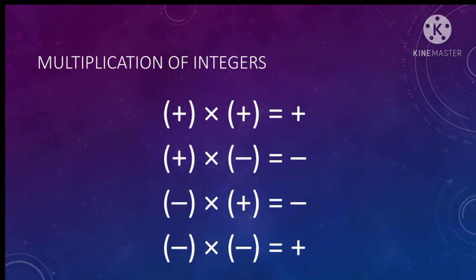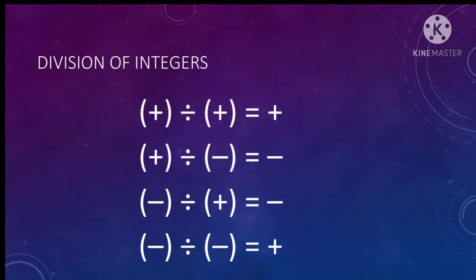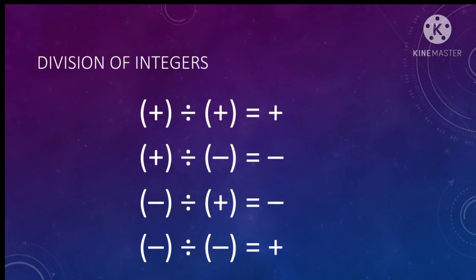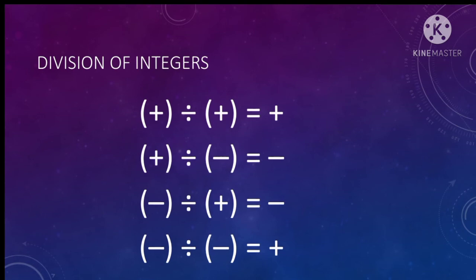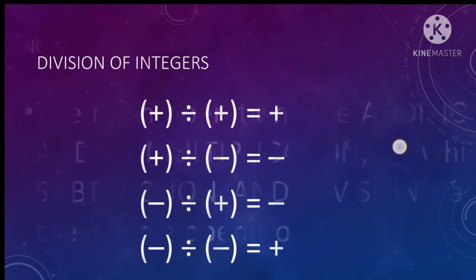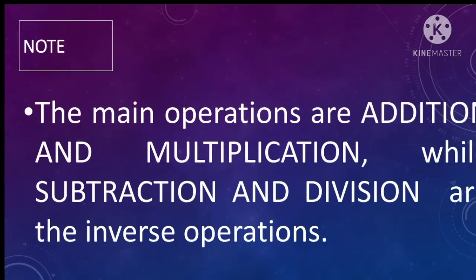So in multiplication, we will discuss more here in division, since division is the inverse operation of multiplication. In division, here are the rules we should be careful of in dividing signed numbers. Positive divided by positive is equal to positive. Positive divided by negative is equal to negative. Negative divided by positive is equal to negative. Negative divided by negative is equal to positive.